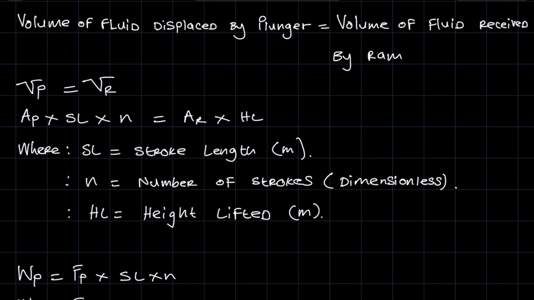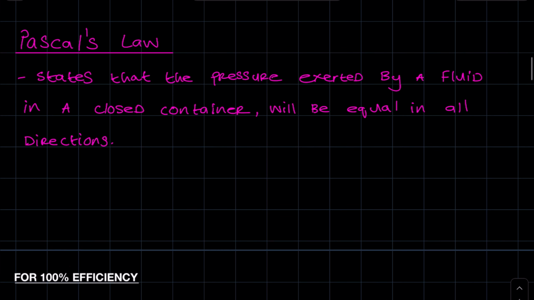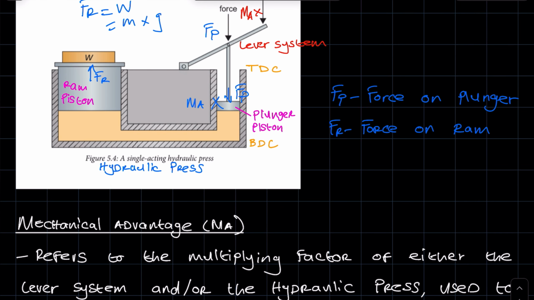And then as far as how we calculate the volume of fluid being received by the ram, you use the area of the ram multiplied by the height being lifted. By height being lifted, we are referring to the height that the ram piston is lifted. So essentially, how these two pistons work is that this one will move a certain number of strokes, and based on the number of strokes that this is moved, this will then move a certain height.